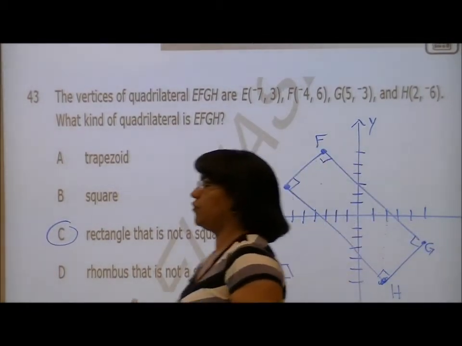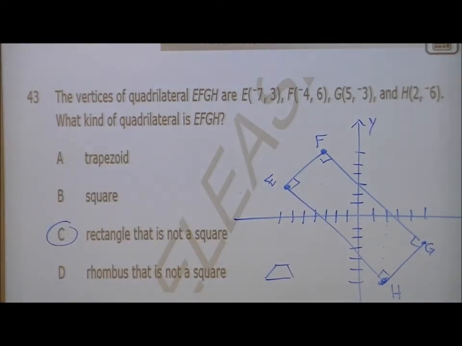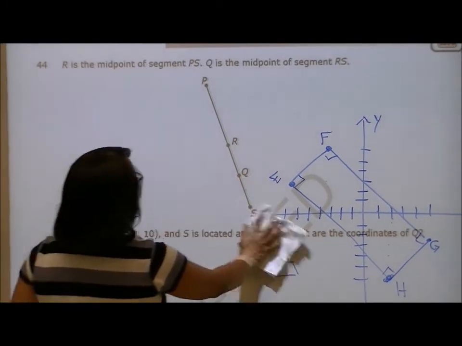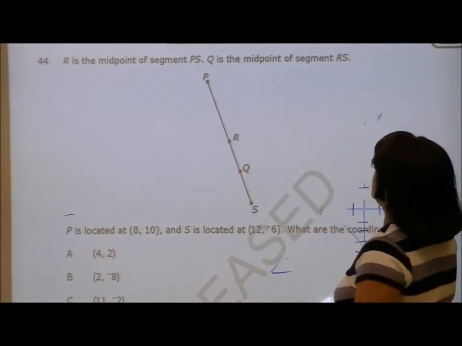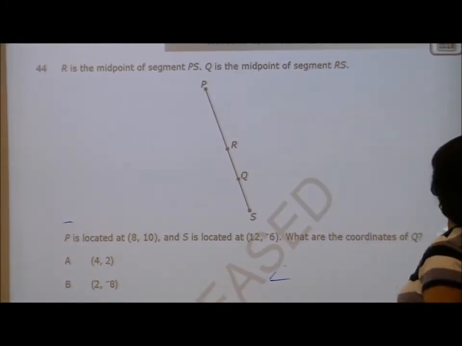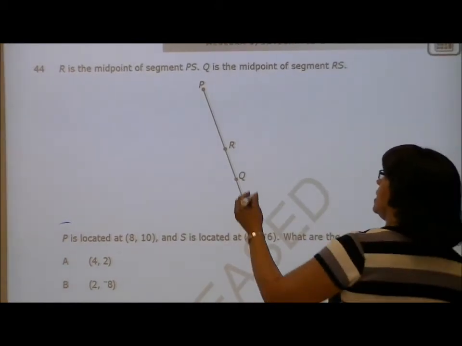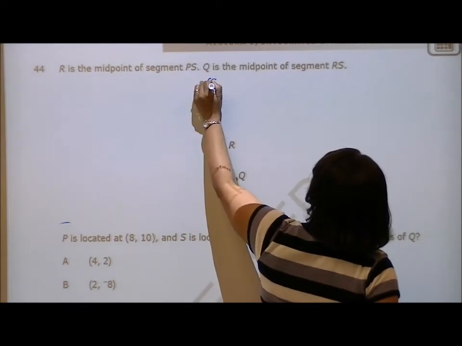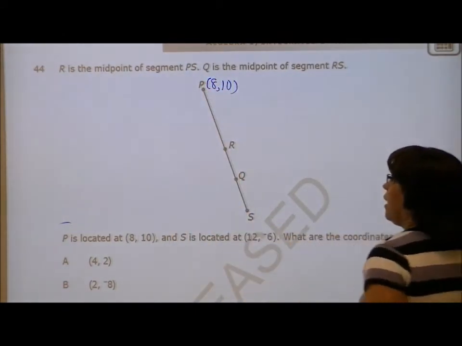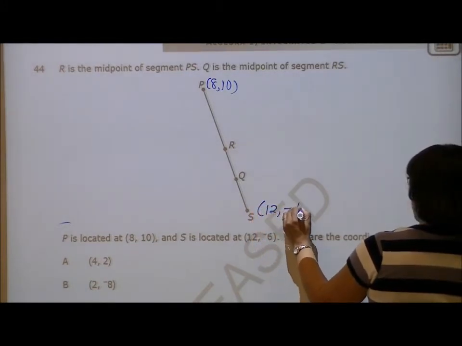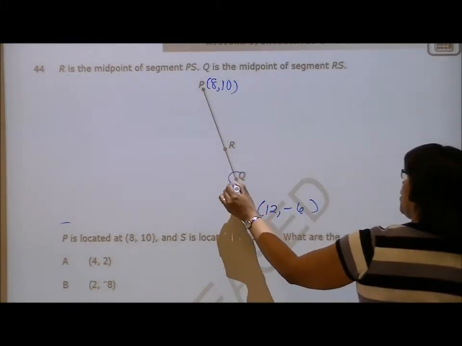And let's move on to number 44. R is the midpoint of segment PS, and Q is the midpoint of segment RS. P is located at 8, 10, so you can put your 8, 10, you know, you can write on your test when you get it. And S is located at 12, negative 6. What are the coordinates of Q?